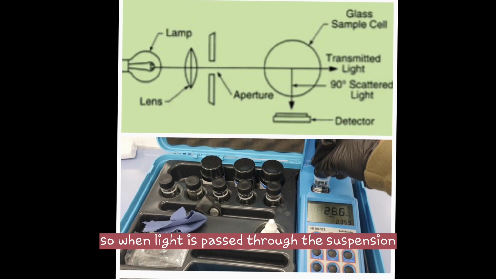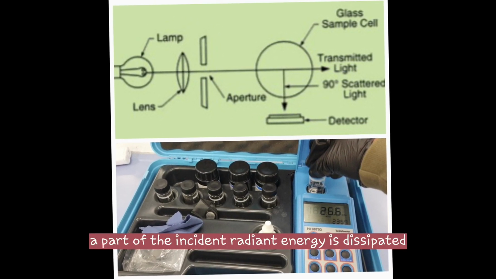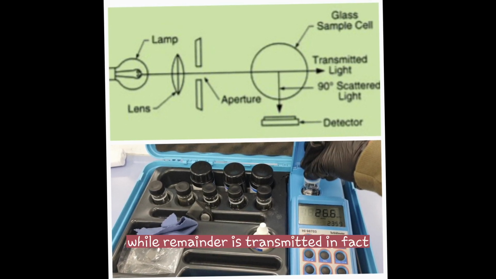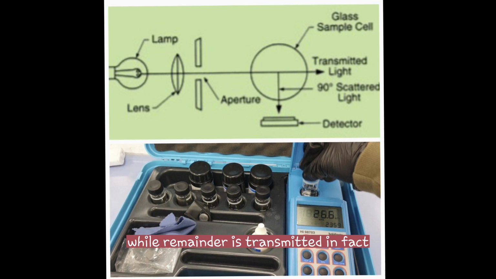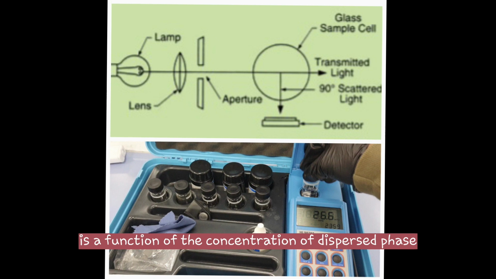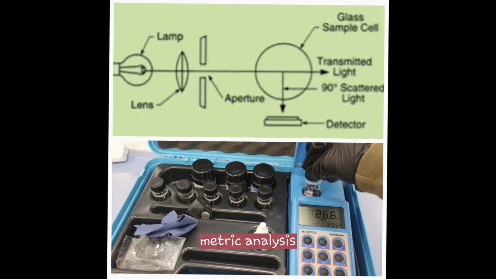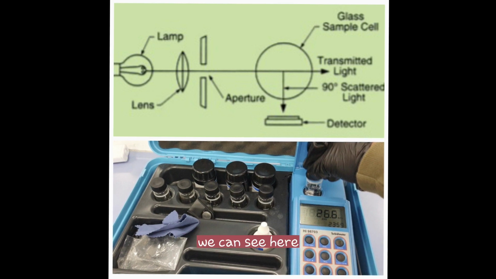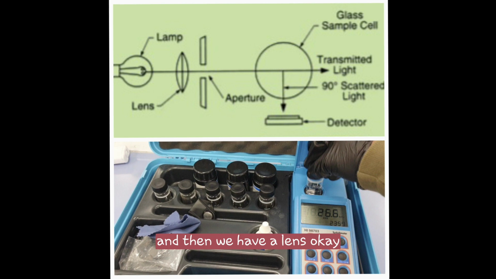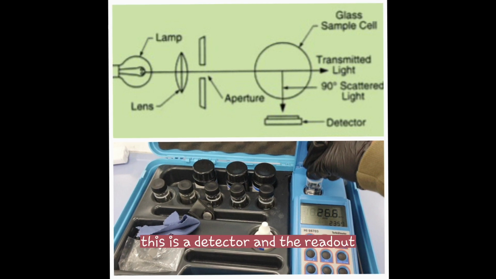When light is passed through the suspension, a part of the incident radiant energy is dissipated by absorption, reflection and refraction, while the remainder is transmitted. In fact, the measurement of intensity of transmitted light is a function of the concentration of dispersed phase, and this becomes the basis of turbidimetric analysis. In the diagram you can see a light source, then a lens, then a sample, and finally a detector and the readout.